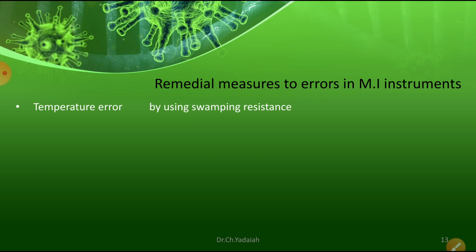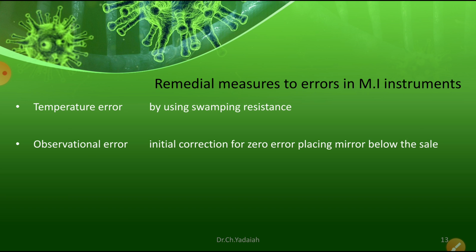Okay, that is a swamping resistance, which is made of manganin material or constantan material, which does not change its resistance with a change in temperature, as you studied in materials at first year level. Now, another error is the observational error. So what is the observational error? The remedy is initial correction for zero error and placing a mirror below the scale. So here we provide one mirror just below the calibrated scale, to avoid these errors while taking the observation.